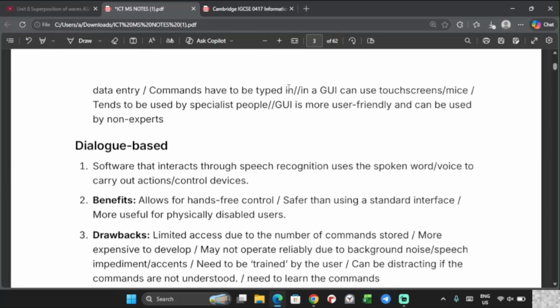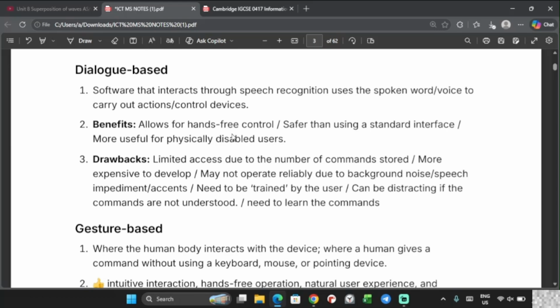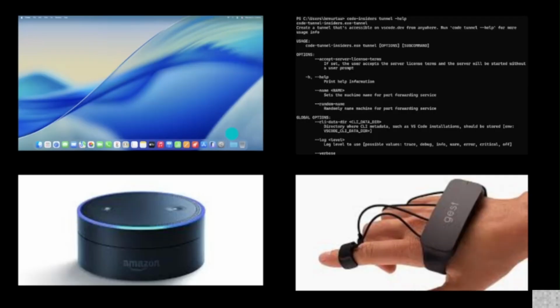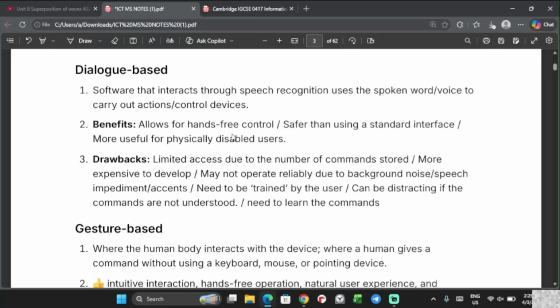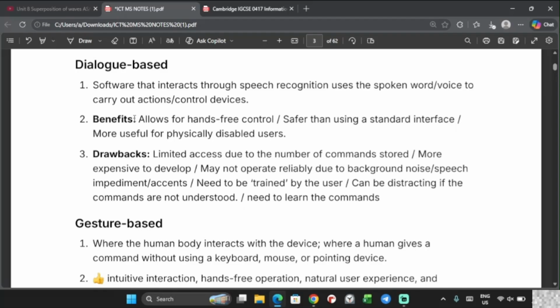All right, now we have the dialogue based interface. We can take the Amazon Alexa for instance. All right, it just talks, there's no coding, there's no buttons, there's no visuals, no animations, nothing. All right, benefits are that it allows hands-free control. Now if you have Alexa in your room, say, and you want music to play, you can just say, hey Alexa, can you play music for me, and it plays for you without you even having to touch it.